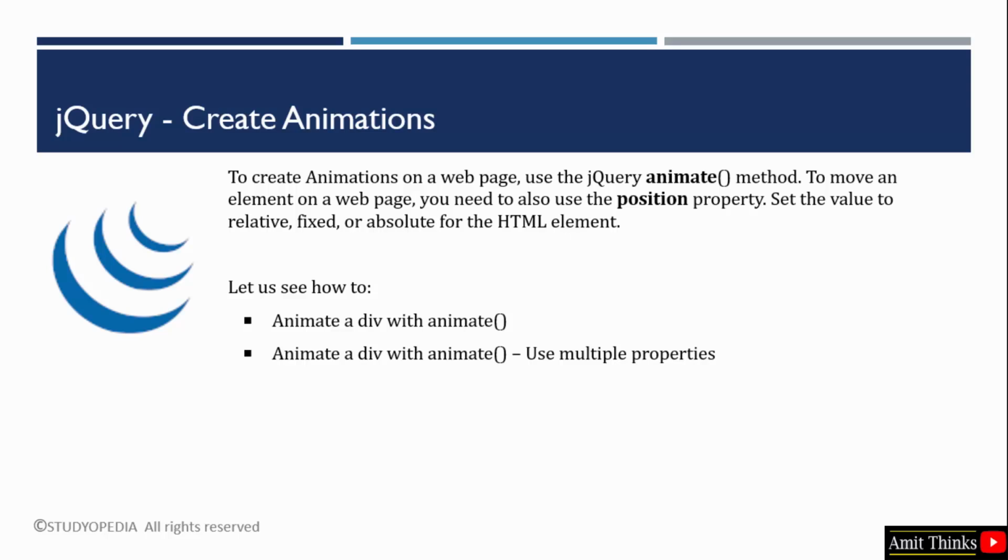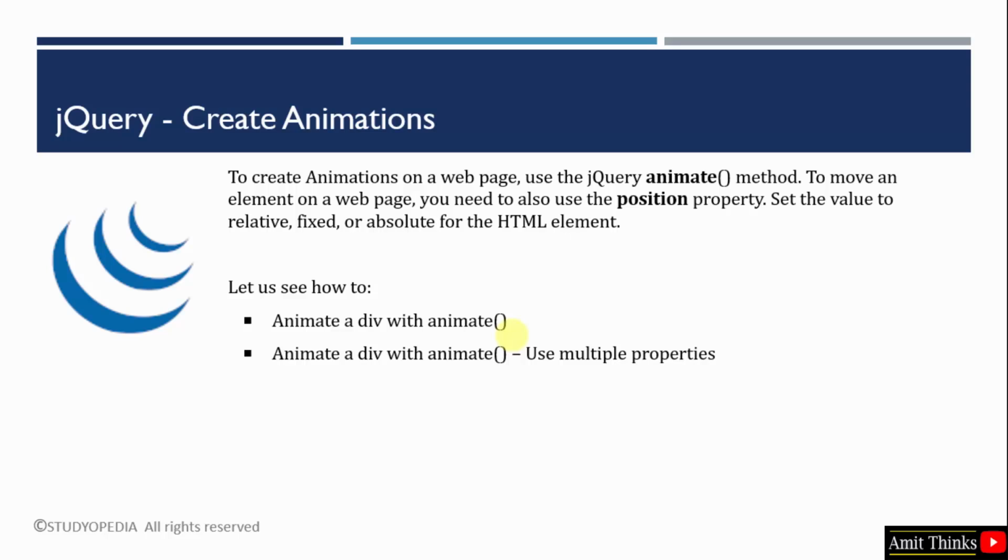So we will perform animations using the jQuery Animate method. Also, to move an element, we'll be using the position property. For understanding the concept, we will see two examples. In the first example, we will animate a div with the animate method and just move it to the right using the left property to give a simple example.